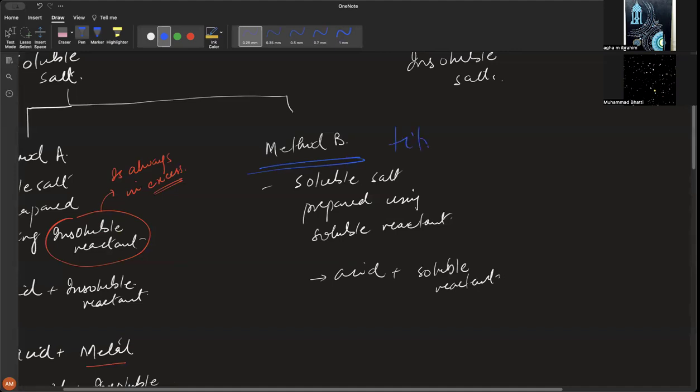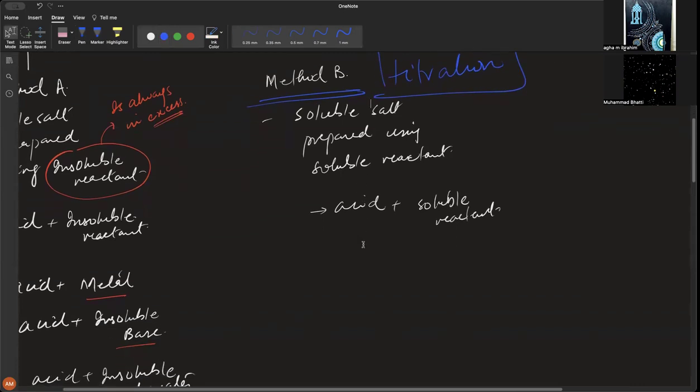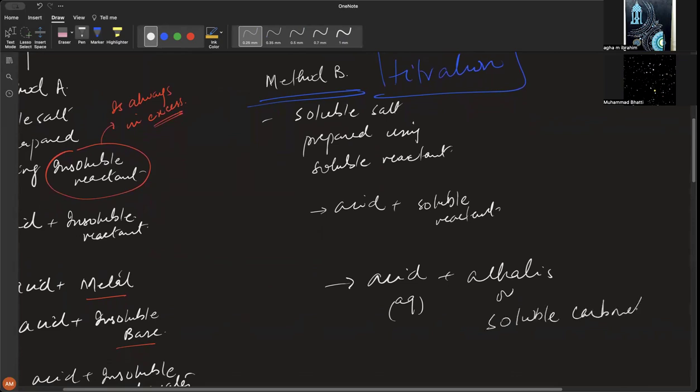Titration. This is called titration, in which both of them are soluble. It means acids are always soluble. We know it, they are always aqueous. Plus alkalis or soluble carbonates like sodium carbonate or potassium carbonate, right? So they are going to be the ones that are used.